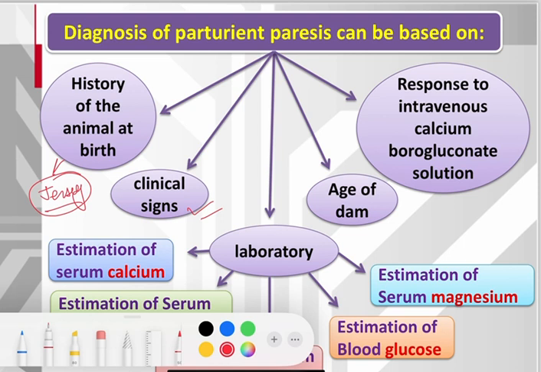We can collect the signalment, which includes the age of the dam. Is it in the 3rd to 7th lactation, which is easily predisposed towards milk fever? Or what we can do is see the response to intravenous calcium borogluconate solution. If the condition improves after treating with intravenous calcium, then we can diagnose it as a case of hypocalcemia.